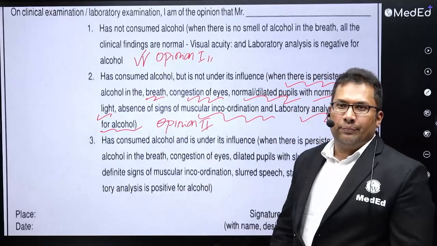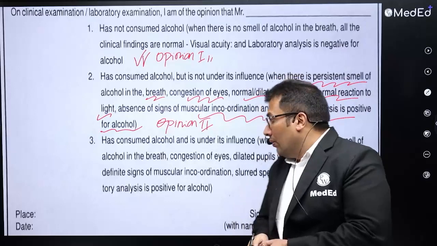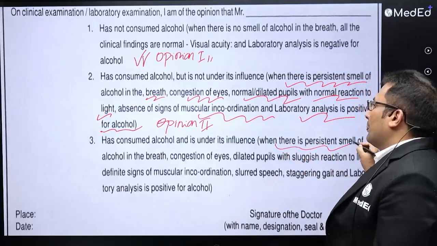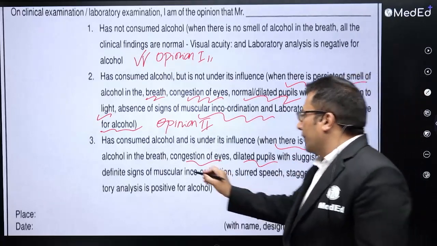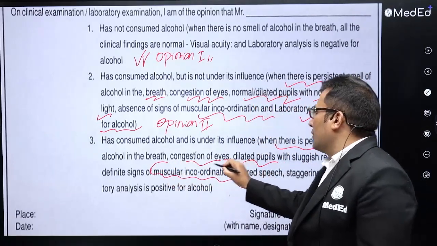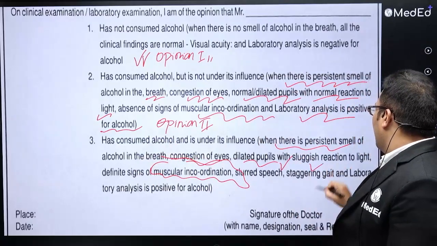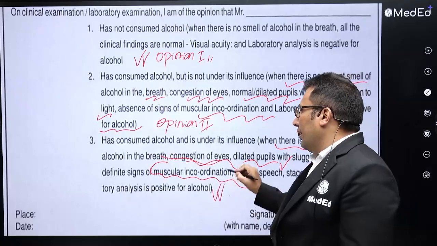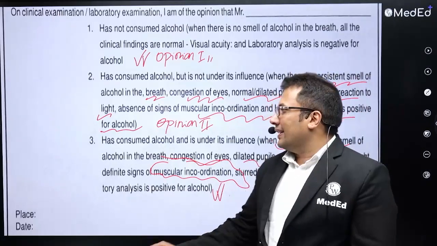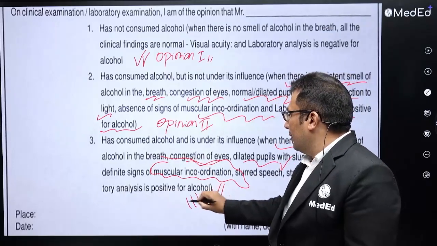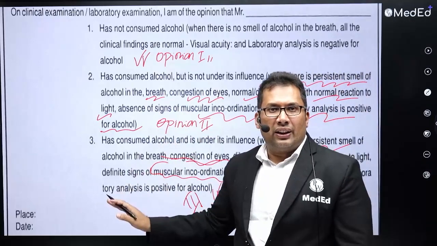Then finally, has consumed alcohol and is under influence of it. So there will be persistent smell, congestion of eyes, dilated pupil, along with definitive signs of muscle incoordination, slurred speech, staggering gait, and laboratory analysis also positive for alcohol. So this is opinion number 3. This is how we analyze the patient and give opinion.